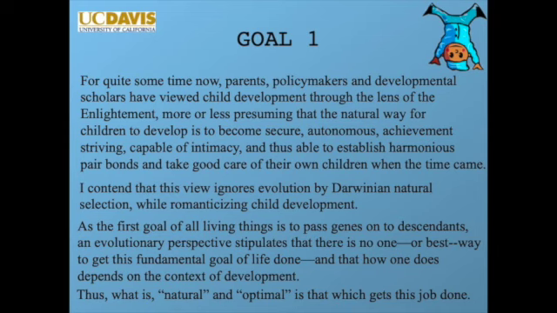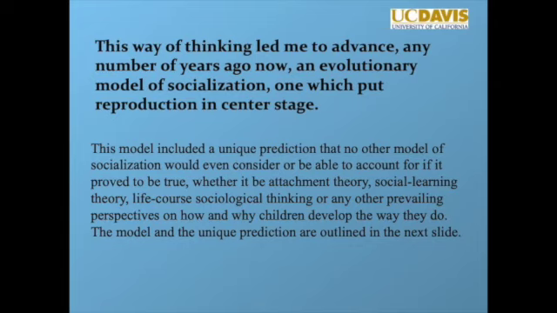As the first goal of all living things, not just humans, but all living things, is to pass genes on to descendants, an evolutionary perspective stipulates that there is no one way or best or optimal way to get this developmental goal of life done, and that how one does achieve this developmental goal depends on the context of development. Thus, what is natural and optimal is what gets the job done, not some presupposed notion of who humans are supposed to be.